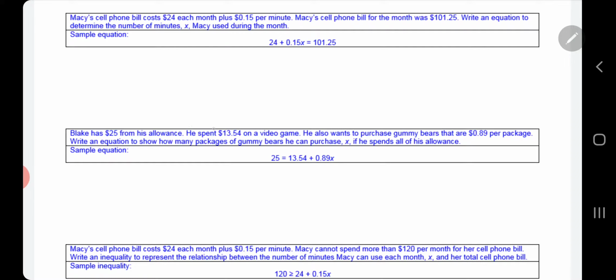Once again, we're letting X represent the number of gummy bear packages. So he spent $13.54 on a video game. That's a known number. And plus, because he also bought some gummy bears, so $13.54 plus, because we're adding on how many packages he bought, 89 cents. Once again, here that keyword per, we usually attach a variable. So $13.54 plus 89 cents times X, or per package. And we know that equaled $25, as he spent all of his allowance, and that's the amount that he had in his allowance. So this would be the equation right here.